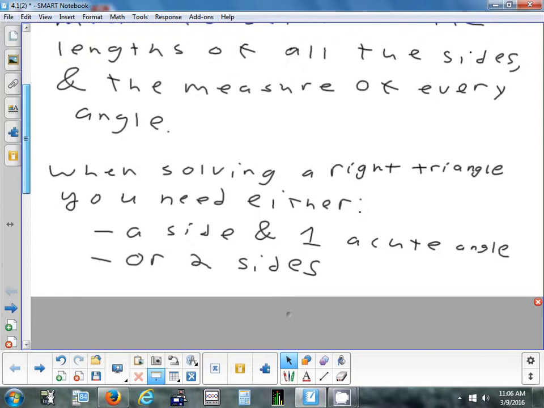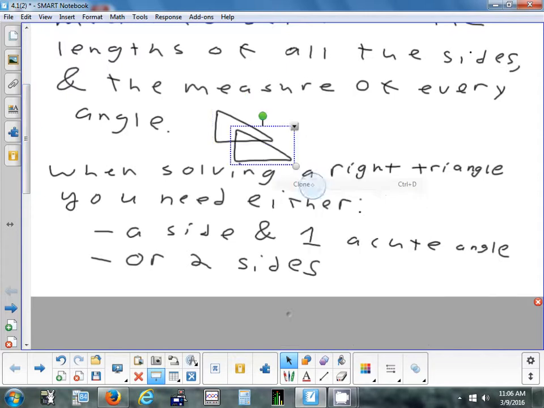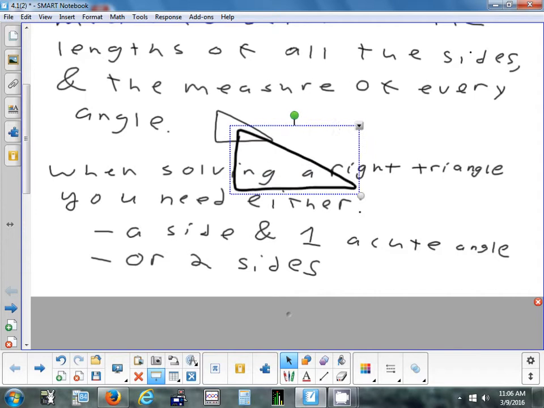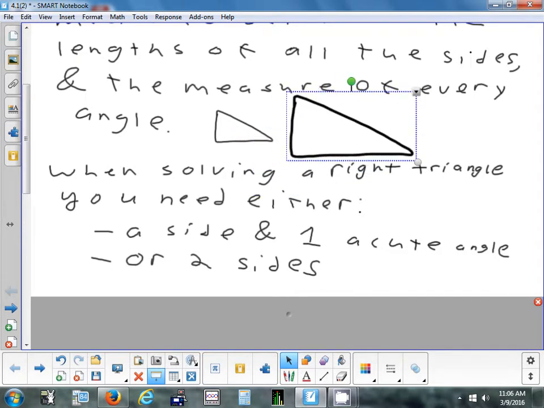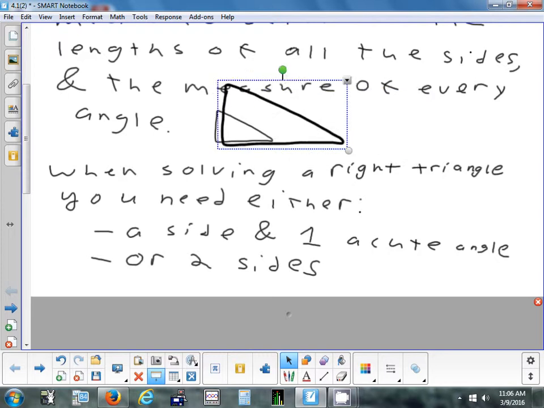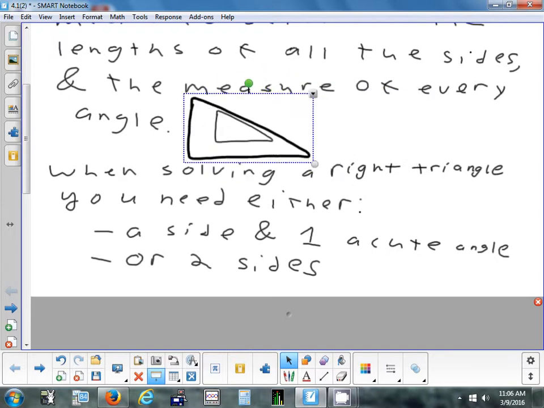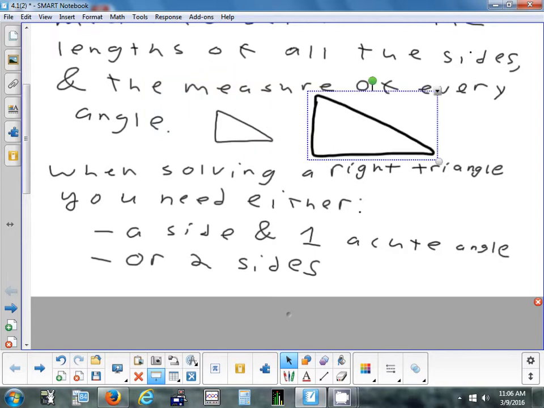If you knew all the angles in a triangle, that wouldn't help you to figure out the size of it. For example, if this was your triangle, and I take that and I make a bigger version of it, did I change any of the angles by making it bigger? No. That angle in the lower left is still the same. The one at the top is still the same. The one in the lower right is still the same. So knowing the angles, you wouldn't be able to figure out the size. So you'll always have a side and an angle, or 2 sides.